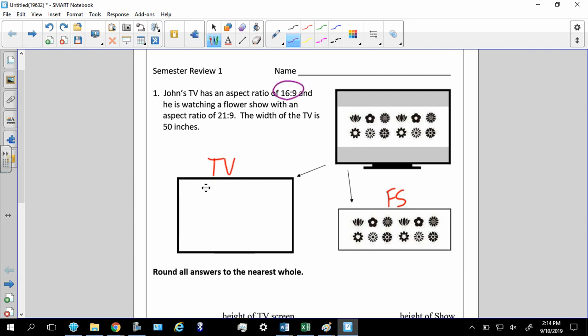All right. So the aspect ratio is going to be 16:9. I'm just going to write that there. And then the flower show has an aspect ratio of 21:9. I'm just going to write it right there. All right. Next, if you notice, the width of the TV is 50 inches. Now notice that the TV, as well as the actual flower show, has the same exact width. So I'm going to put that 50. The height is X. I have no idea what that is. And I'm going to go ahead and do the flower show over here. That is 50. This is X.